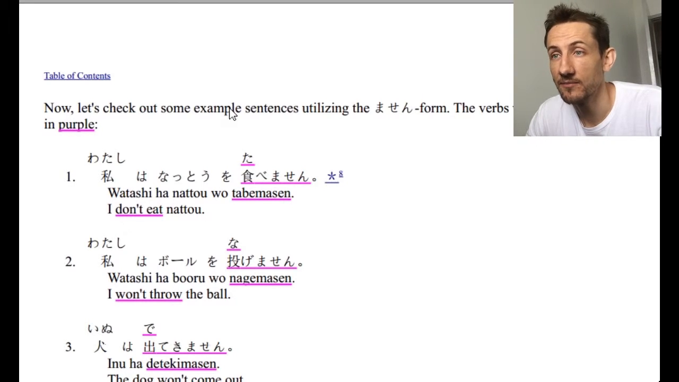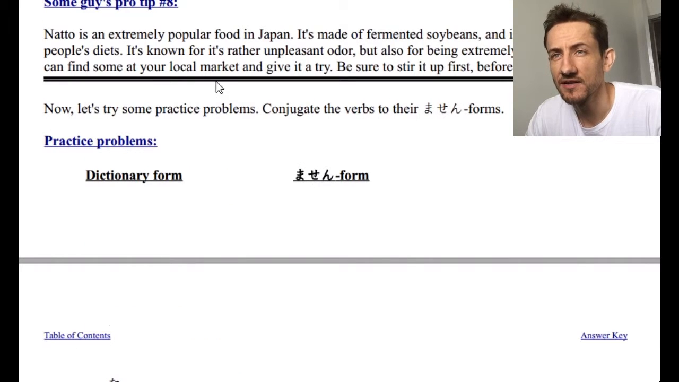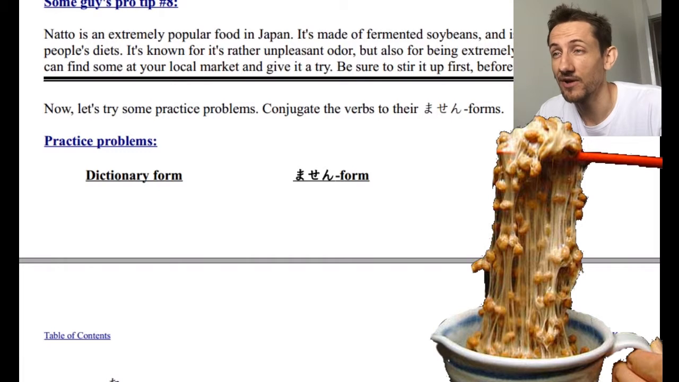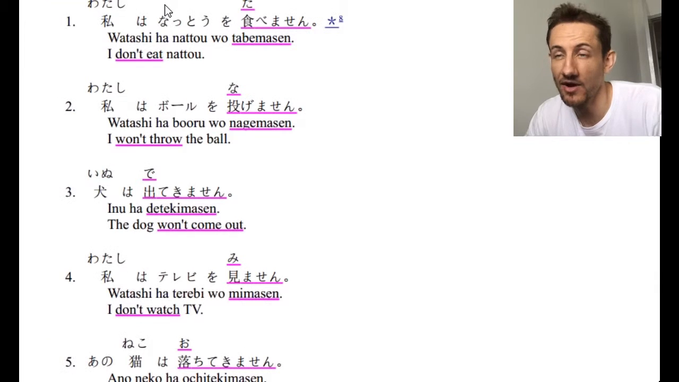And we have a pro tip, so let's check it out, number 8. It says, natto is an extremely popular food in Japan. It's made of fermented soybeans. It's really hard to imagine what a fermented soybean looks like, so we got a little picture here. But natto is a staple in most Japanese people's diets. Everybody eats it over there, and it's really well known for its bad smell. So if you go to Japan and you smell something bad, it could be natto, but it's really healthy and it actually doesn't taste that bad. If you go to Japan or if you have a Japanese market near you, try it. It's really good. But before you eat it, make sure to stir it up. That's very, very important. All right, so moving on.